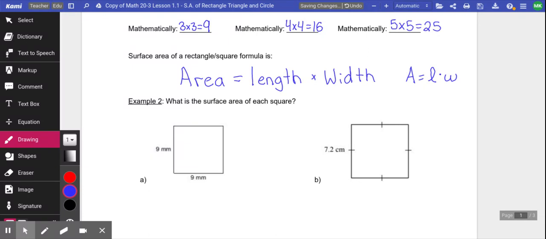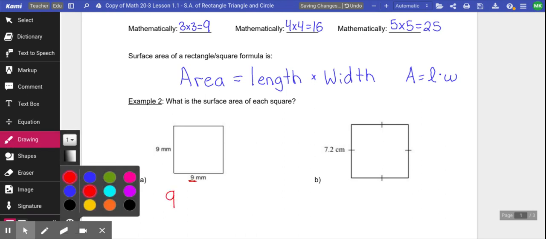Cool, so we got a couple examples down there. What is the surface area of each square? So if we look at A, we have no squares in the middle, so we can't count it. So we have to do our length times width. Our length on this guy, we have 9. The width is also 9. So we have 9 times 9 for an answer of 81.